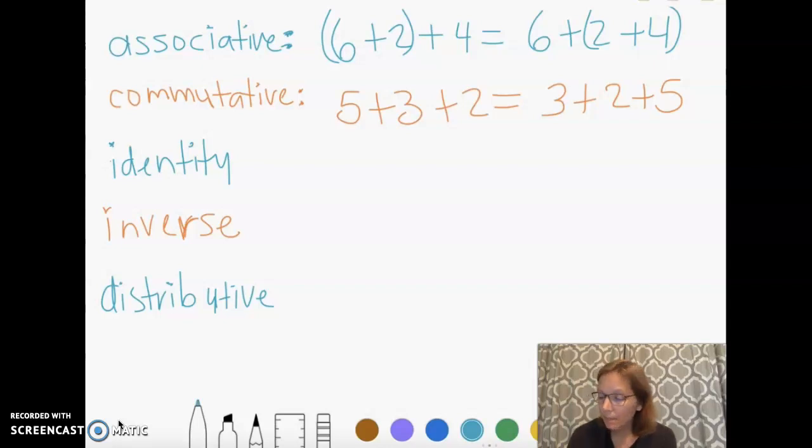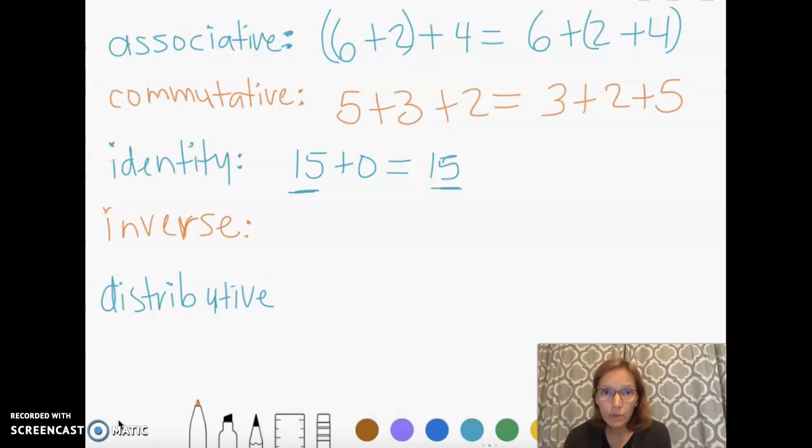Identity property is when you are adding 0 to something, because the answer is going to be whatever you started with. I started with 15. I ended with 15 because I added 0. That's identity property.